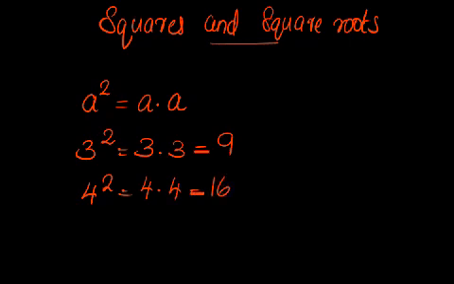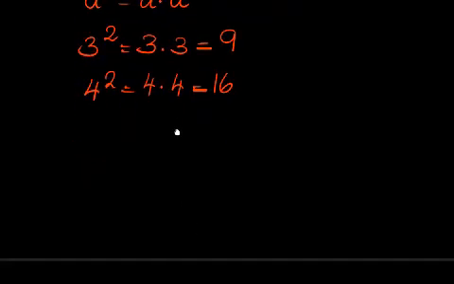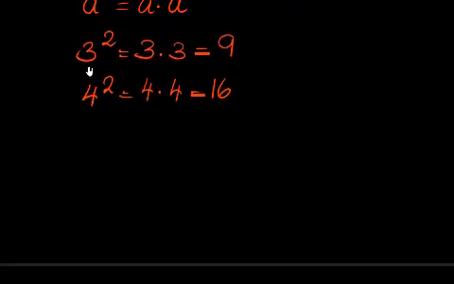Okay, so these are squares, 9 and 16. Then we can check one more example. 5 square means 5 into 5, that is equal to 25. So these numbers 9, 16, 25, etc. are known as perfect squares.